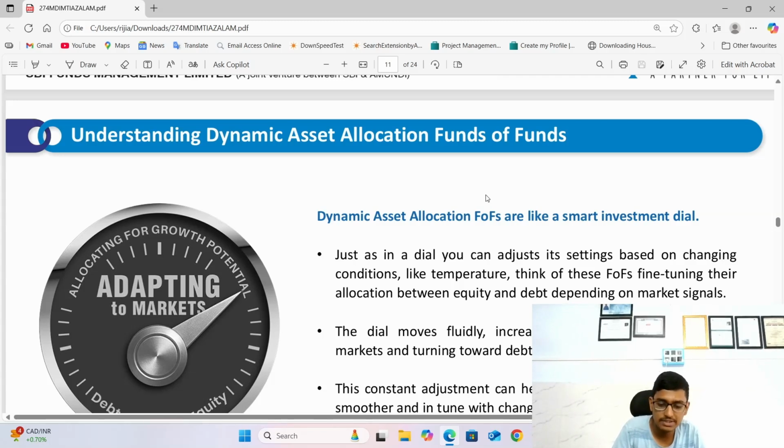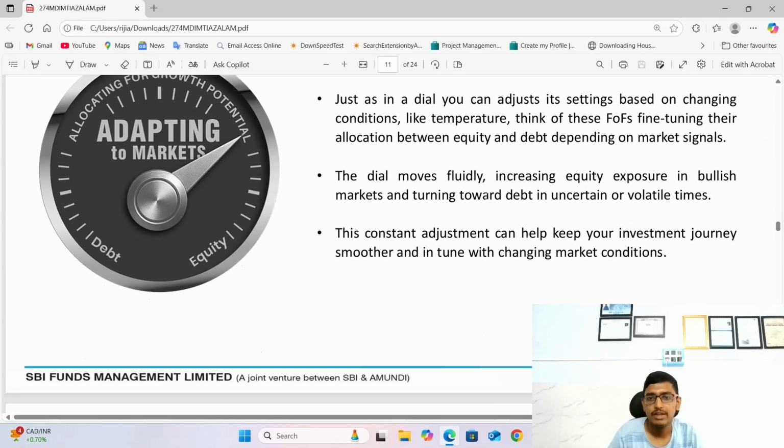Then who makes these changes? This is done by your fund manager. We will come to that point, who your fund manager is. The dial moves fluidly, increasing equity exposure in bullish markets and turning towards debt in uncertain or volatile times. So let's say sometimes there is a bullish market in the Indian share market, then they would increase their exposure in the equity segment. And sometimes when there is a bearish or volatile market, let's say from the last 1 year it is a volatile and bearish market, now there would be asset allocation in debt.